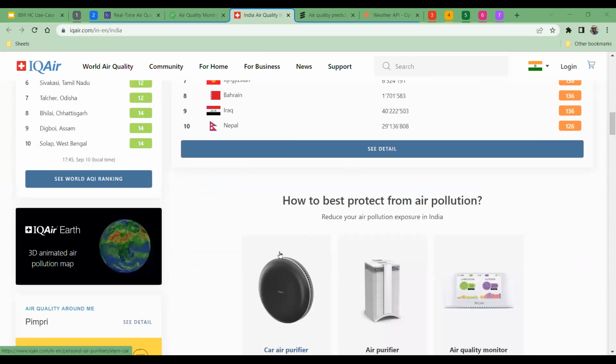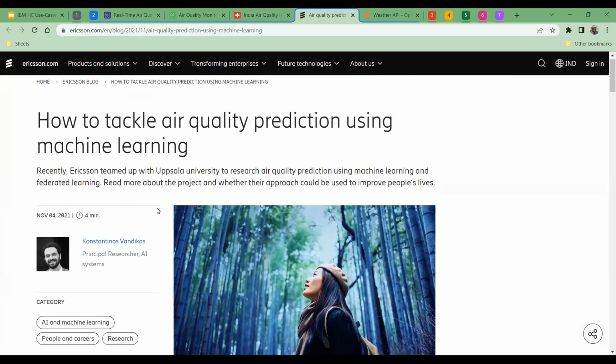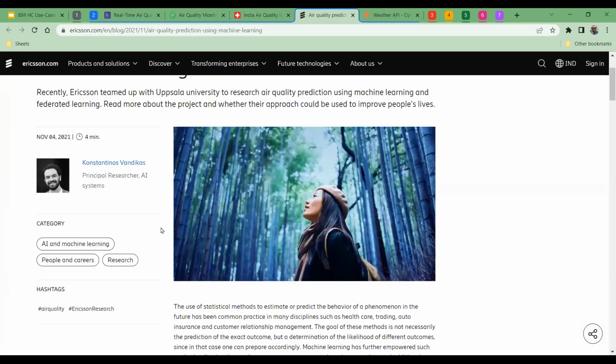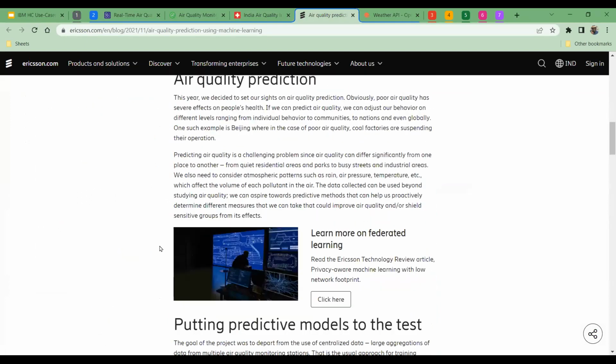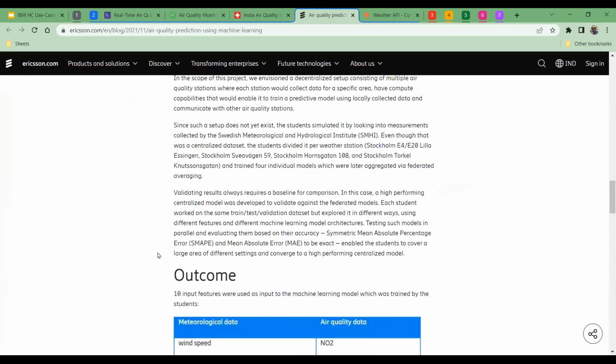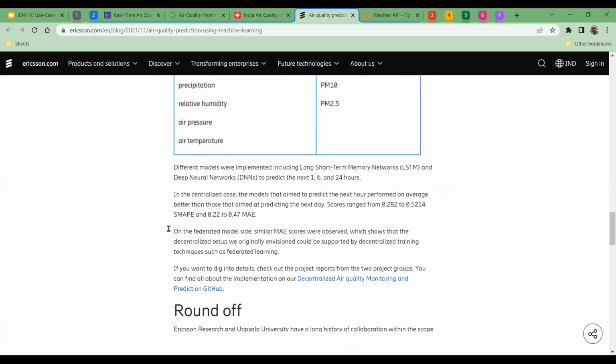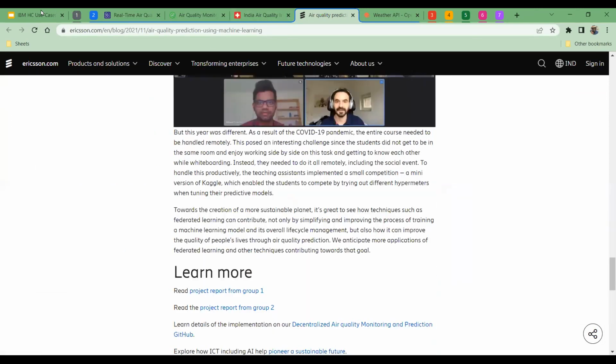And the next one is a blog by Ericsson, where they have discussed how to tackle air quality and prediction using machine learning. They have taken some data, built something, and analyzed the data also. If the prediction comes in, what are the necessary steps that we can take? These are all discussed in this blog.